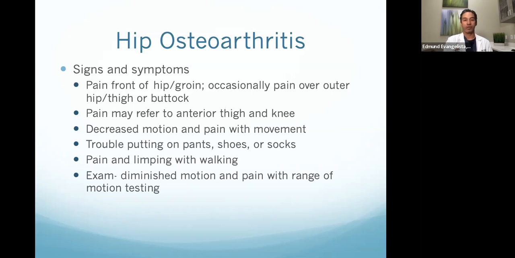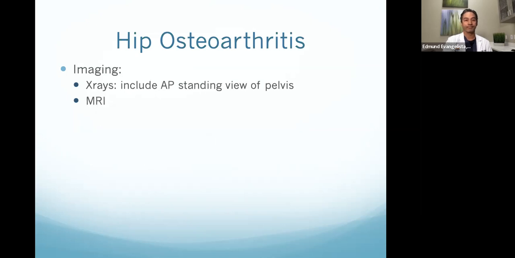They have decreased motion, pain with movement. They can have trouble putting on their pants, shoes, and socks, pain and limping with walking. And on exam, we see that they have diminished motion of the hip joint and pain with range of motion testing in the hip.